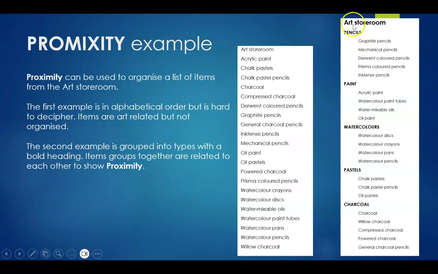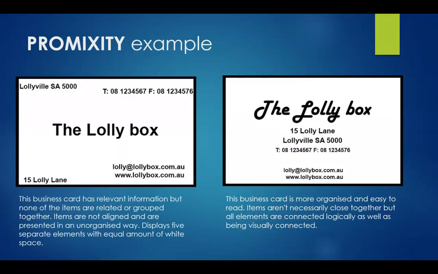So you can see we've got the art storeroom in bold, we've got pencils, and they're grouped together. Anything to do with pencils is grouped together. Everything to do with paint is grouped together. Everything to do with watercolor. So the proximity is applied in this case.